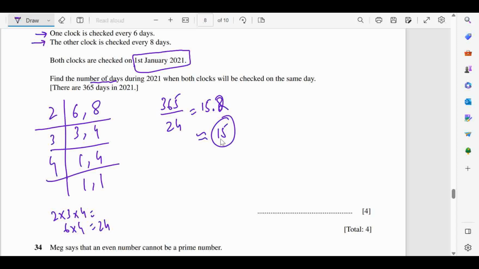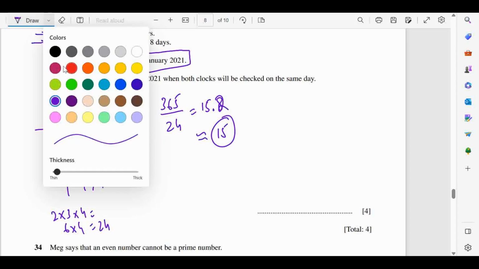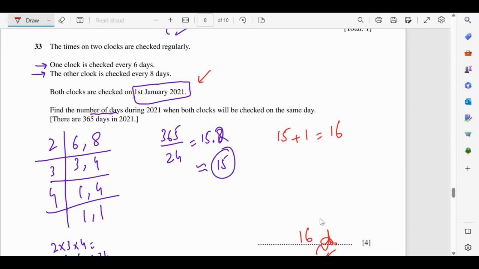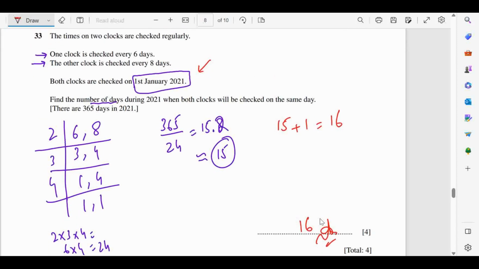Now we will have 15 checks, but the important thing is that the first check was made on the 1st January. So the final answer will be 15 plus 1, which is equal to 16. So this will be the final answer. This is a very important question, and we need to clearly understand it. We need to read the question twice for understanding during the exam.